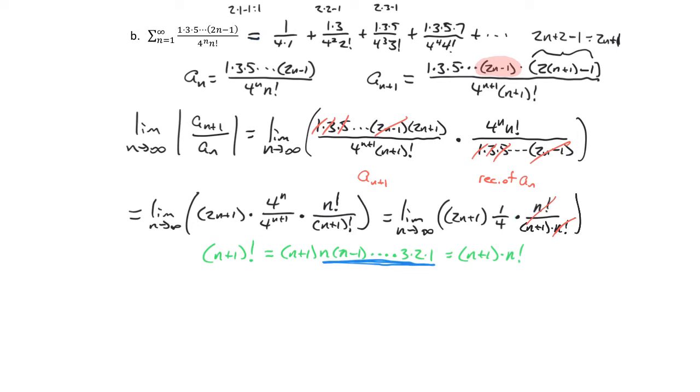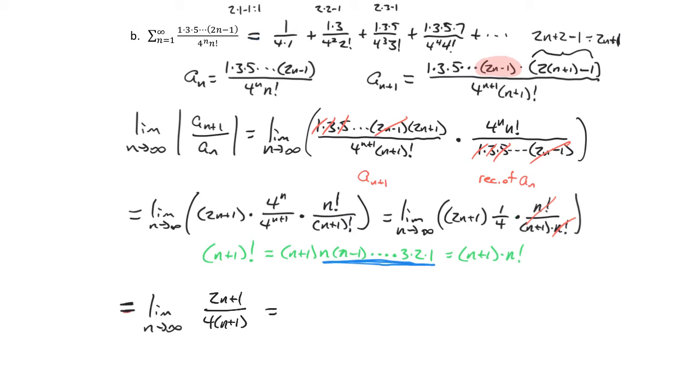Well, before we do that, let's rewrite our thing, just so we're making things look pretty. Limit as n goes to infinity. I've got, what do I have in the numerator? The only thing I have in the numerator is the 2n plus 1. In the denominator, I only have 4 times n plus 1. Okay, so we let n go to infinity.